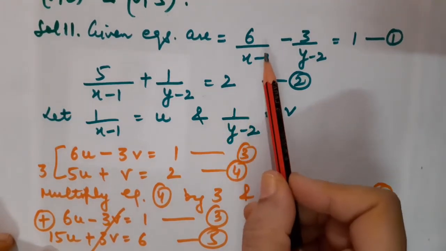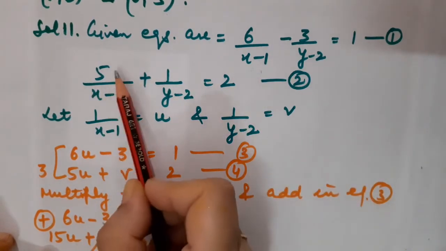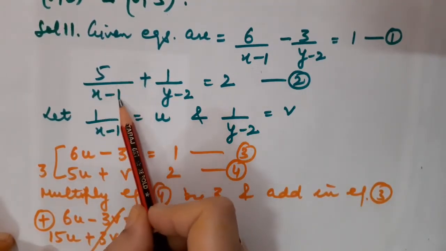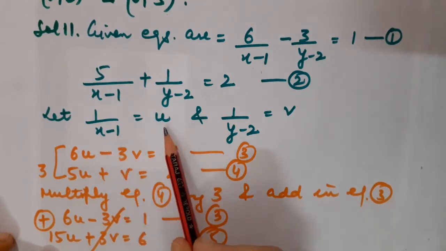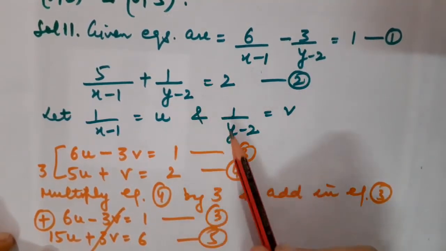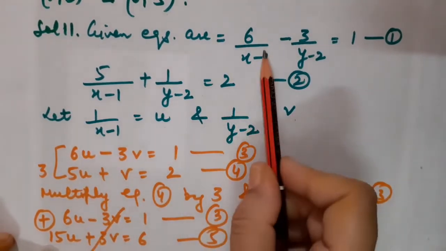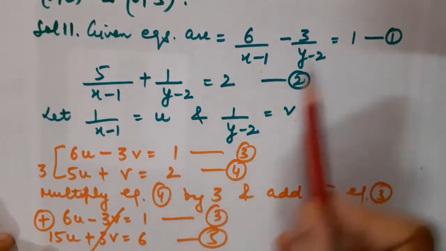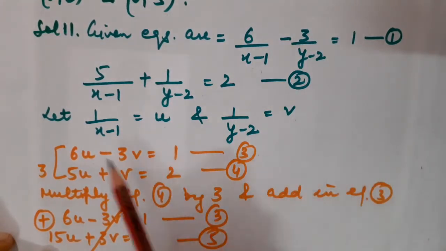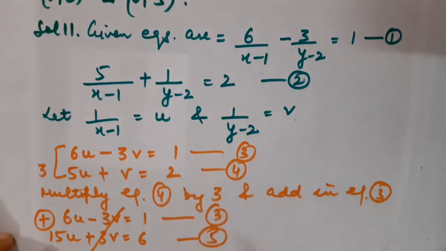So here you can see that 1 upon x minus 1 is present in the first equation and 1 upon x minus 1 is present in another equation. So let us assume it as u. Similarly, 1 upon y minus 2 will be considered as v. Now we have got 6u minus 3v is equal to 1 as equation number 3 and 5u plus v is equal to 2 as equation number 4.